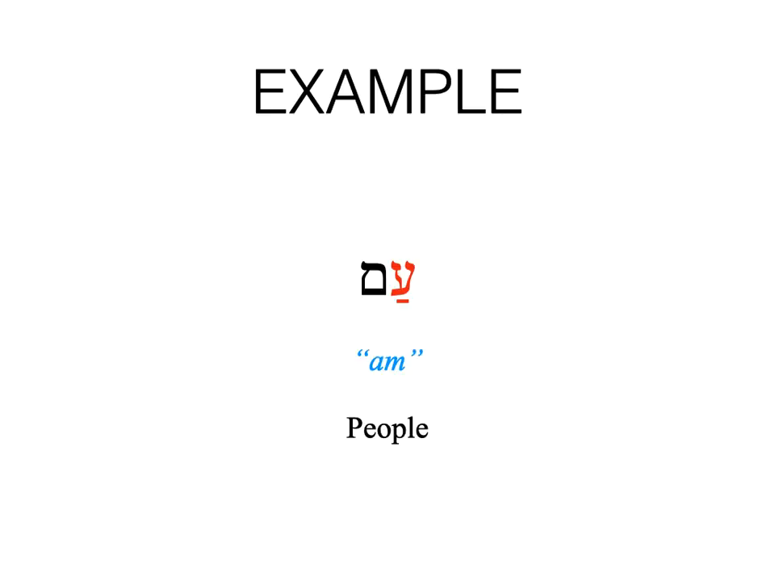Here is an example. The vowel underneath is a, so the sound would be am. The final mem at the end, which we already covered. So it would be people.